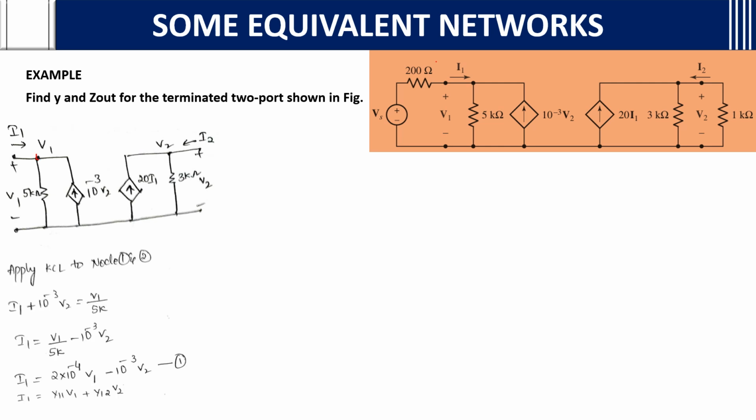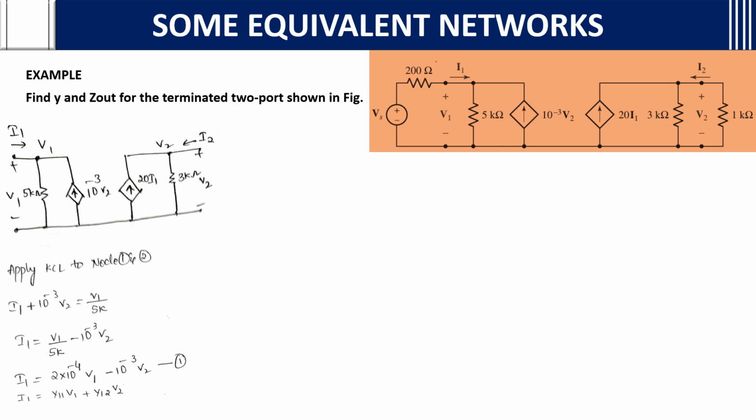We need to apply KCL to this V1 node. When you apply, I1 is the incoming current. So summation of incoming currents: this is one incoming current and this is one incoming current. So we add them both, I1 plus 10 power minus 3 V2 equals the outgoing current V1 by 5K. Then after calculating, we get I1 equals 2 into 10 power minus 4 V1 minus 10 power minus 3 V2. If you observe closely, it is in the form I1 equals Y11 V1 plus Y12 V2. So Y11 is 2 into 10 power minus 4 and Y12 is minus 10 power minus 3. We got to know this.